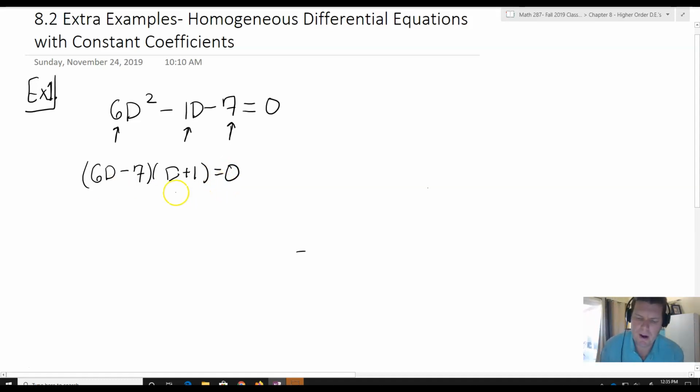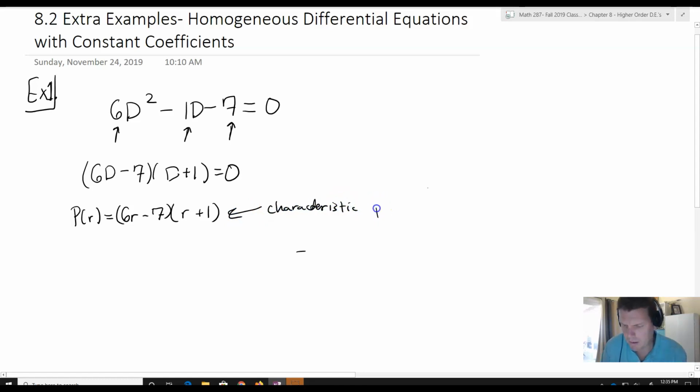Then what we're going to do from there is transform this into a polynomial. So we're going to make that our characteristic polynomial, p of r, which is going to be 6r minus 7 times r plus 1. So that's the characteristic polynomial. And then we have p of r, which is 6r minus 7 times r plus 1, and that gets set equal to 0. That's your characteristic equation.